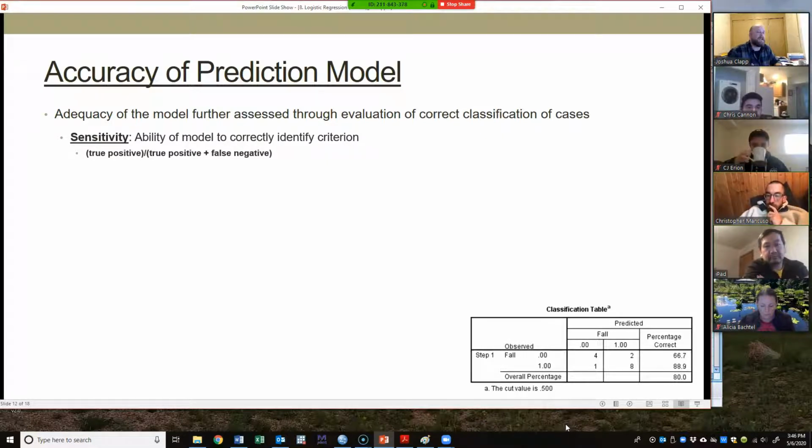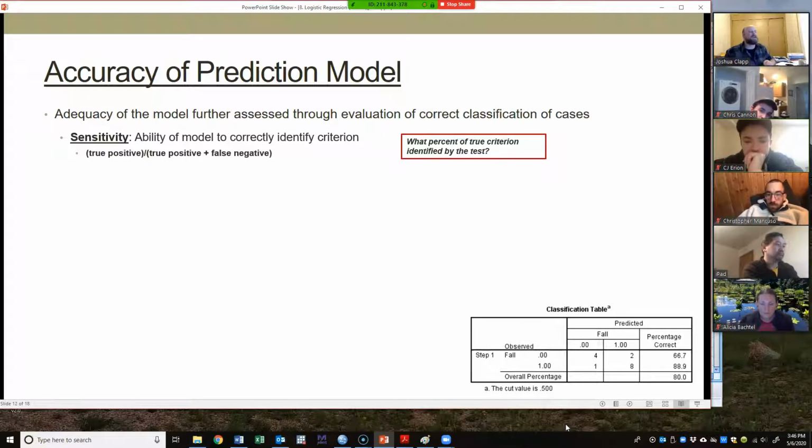So what I could do is calculate sensitivity. This is the ability of my model to correctly identify a criterion, okay? So of all the falls, how many of those falls did we capture? So how many falls total did we have in this set? 9. Had 9 falls. We got 8 of them. That's pretty good, right? And so we would say that these data have some pretty good sensitivity, right? And so what percentage of the true criterion were identified by the test?